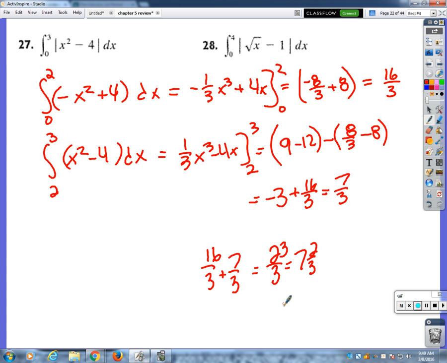Yeah, good, because if you plug in 1, then this equals 0. So from 0 to 1, it's going to be negative, and then the absolute value would cause it to switch.